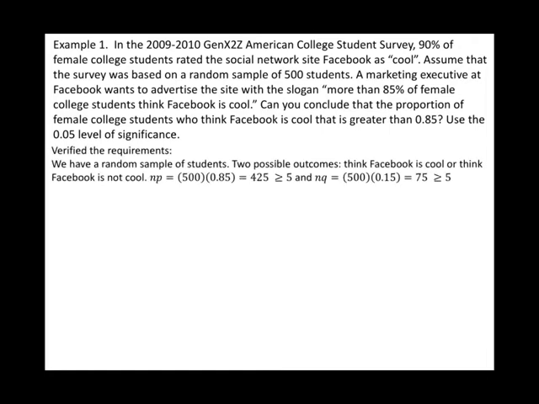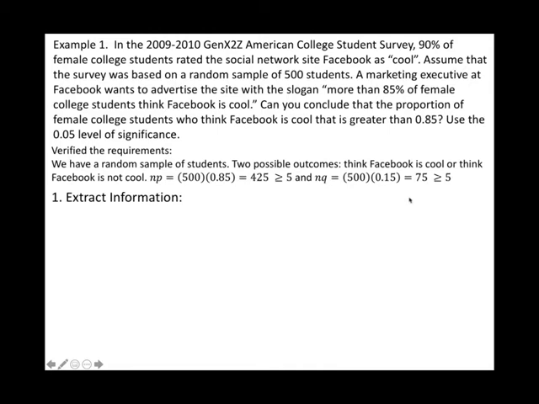First step, verify your requirements. We have a simple random sample and we have two outcomes: either they think Facebook is cool or think Facebook is not cool. Facebook is cool is considered the number of successes, and Facebook is not cool is the failures. Verify n times p. The n is the sample size, we have 500 students, times p, the population proportion of success, which is 0.85 here. Multiply it, and you will see both of them are greater than 5.